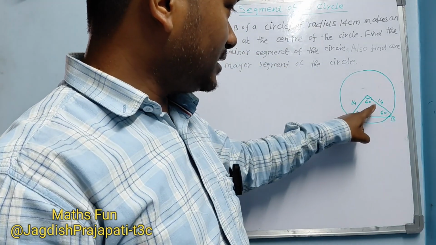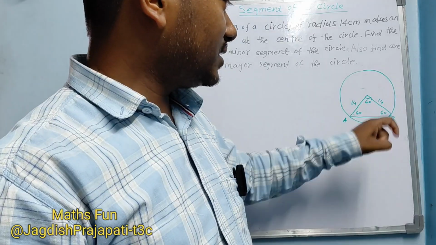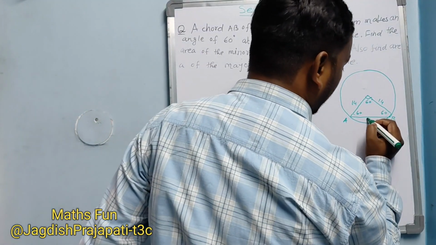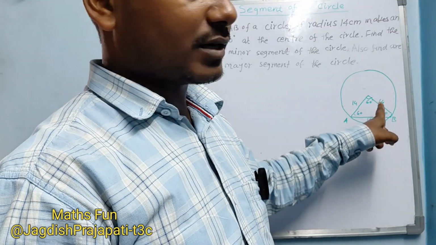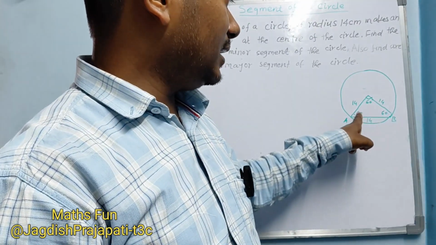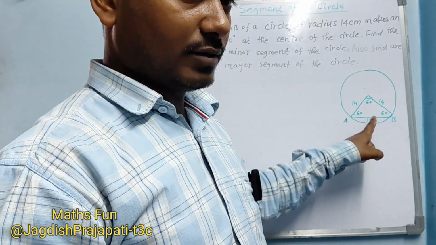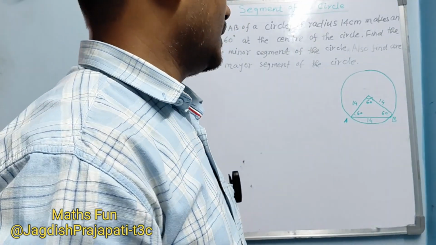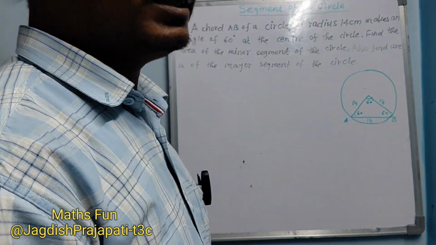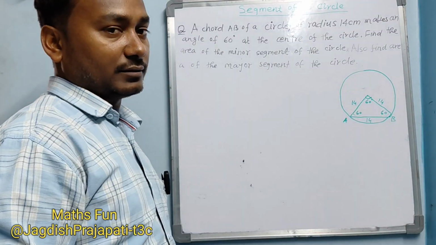So now you can see that this is 14, this is 14, this also will be 14, since now it becomes an equilateral triangle because all the angles in the triangle are equal, so their sides will be equal too. This is the property of the equilateral triangle.